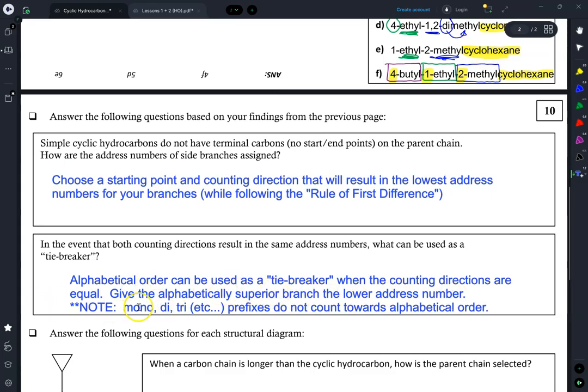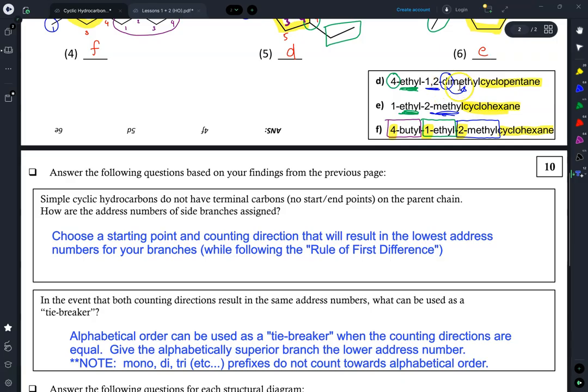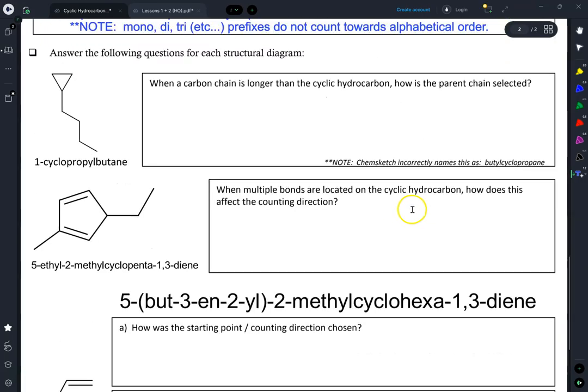Now keep in mind, mono, di, tri, these prefixes, they don't count towards alphabetic order. So in this case up here, we see dimethyl. Well, the di does not count. You have to go straight to the first unique letter, which is methyl, so M for methyl. So don't think that D comes before E, so dimethyl should go first. No. It must be the first unique letter, and the unique letter over here is the methyl, M, and M comes after E for ethyl. All right, let's keep going on.